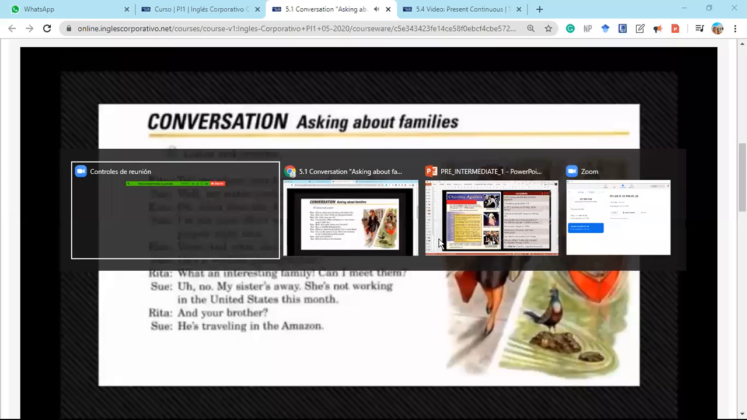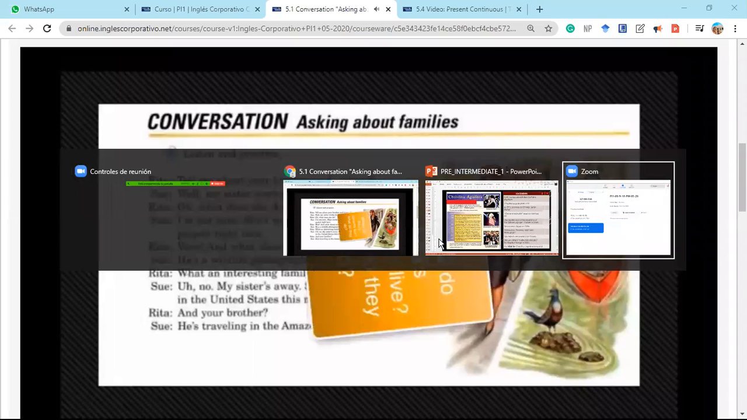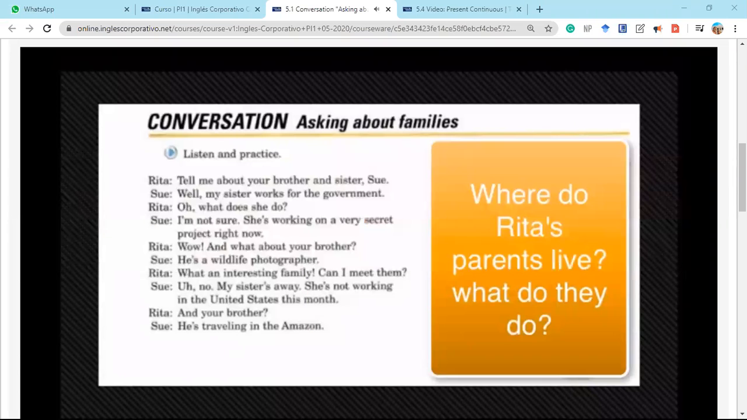Page 31, Exercise 3, Part B. Listen to the rest of the conversation. Where do Rita's parents live? What do they do? So what about your parents, Rita? Where do they live? They live in Texas. Oh, where in Texas? In Austin. It's a small city, but it's very nice. Are they still working? Oh, yes. My mother is teaching at the university there, and my father is a carpenter.